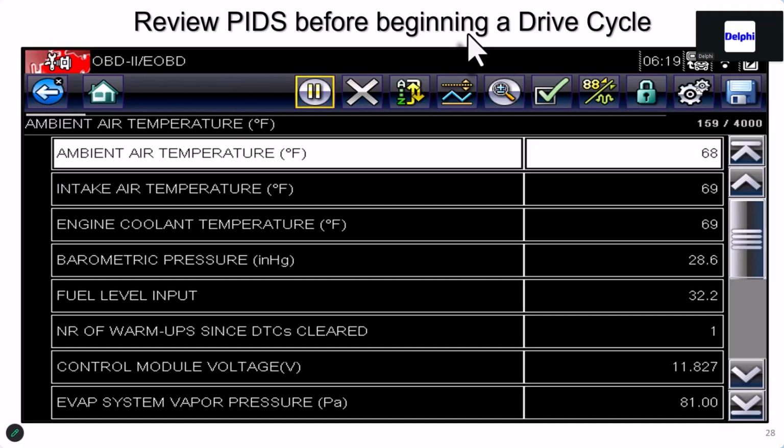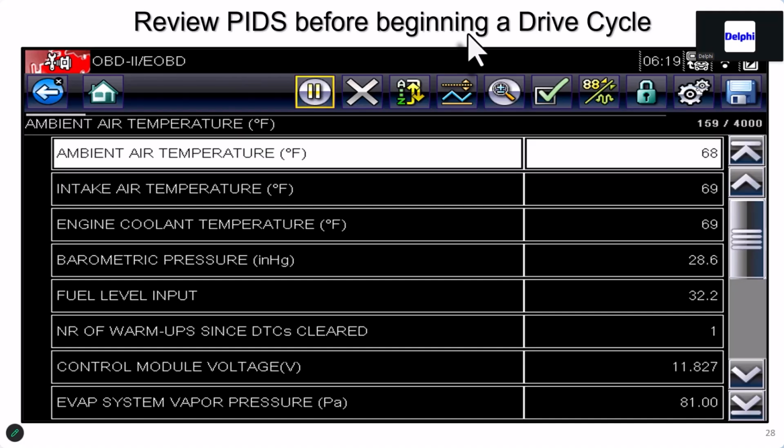Know what it is in your area. Understand it, because as it starts to drift and go up in altitude, it will not set a code. The PCM will look at this and say, hey, it's not shorted, it's not open, we're at 8,000 feet, we're going to suspend the monitor test. Always pay attention to that, because these can get skewed, but they won't set codes unless they're open or shorted.